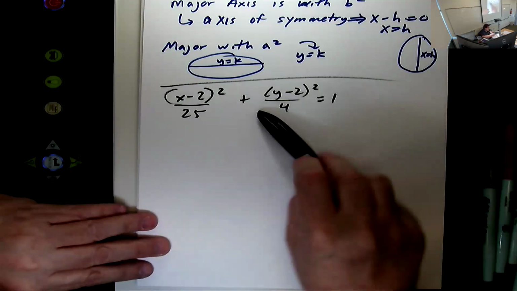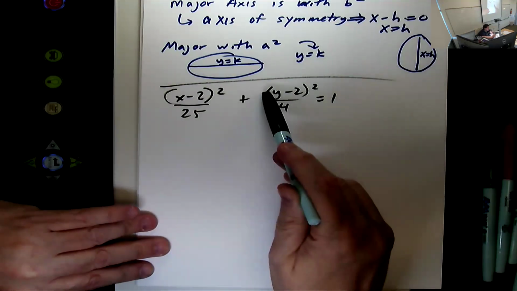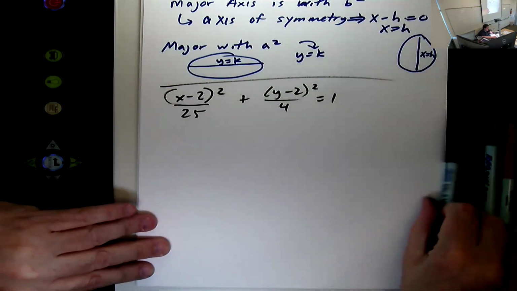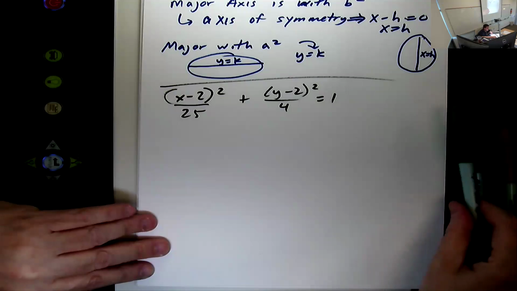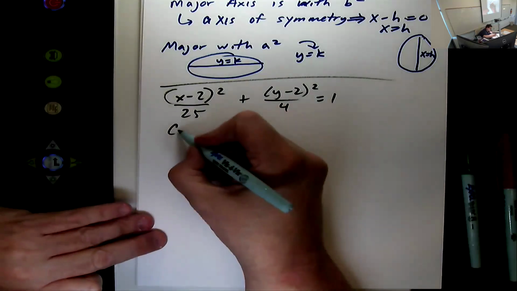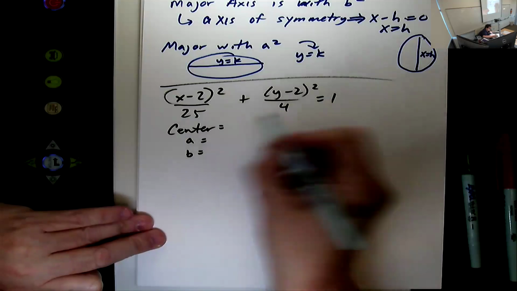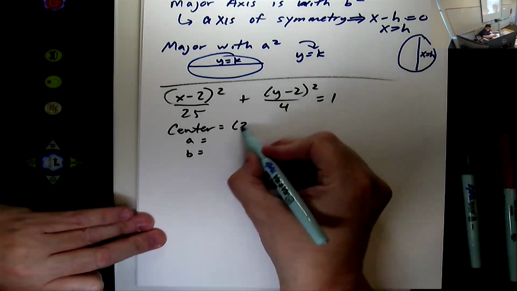You end up actually getting the other number on it. The 4 ends up here, the 25 ends up here, since you're multiplying through by 100. All right, center, A and B. 2, 2.